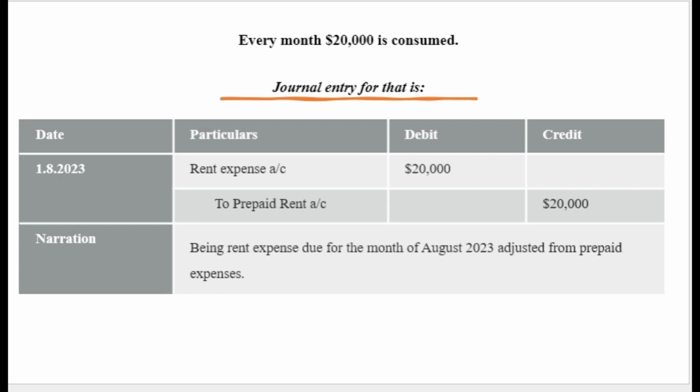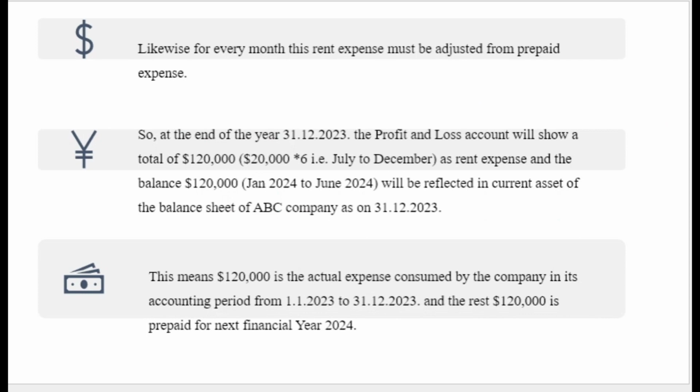So this entry is repeated at the beginning of the month till December 31 for the closing of the financial year, January to December 2023. For that financial year, this entry will be repeated every month. The effect of this entry would be 20,000 will be added on to the expense account, and 20,000 will be reduced from the prepaid rent account. Likewise, for every month, this rent expense will be adjusted from prepaid.